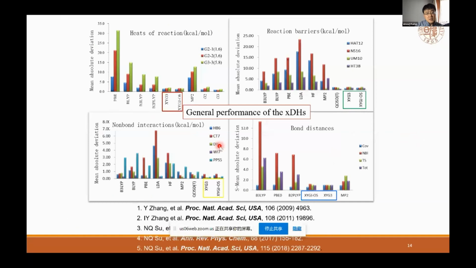So let's check the accuracy gain by using the XYG3 and XYGJ-OS functionals, which collectively we call XDH functionals. This is for heat of formation, which measures how well a functional can do in describing chemical bonds of small molecules. You can see the result of PBE is worse than B3LYP, as you may have expected. And in particular, the errors get larger as the system size is increased. So this is bad.